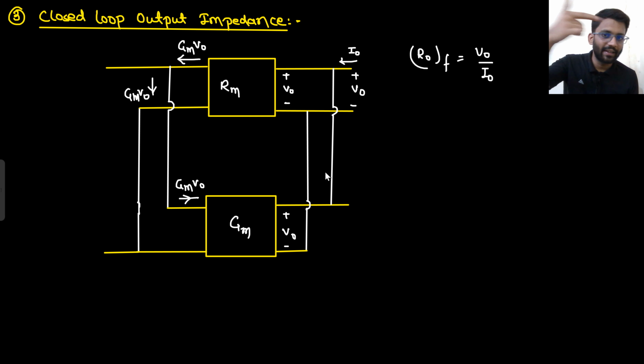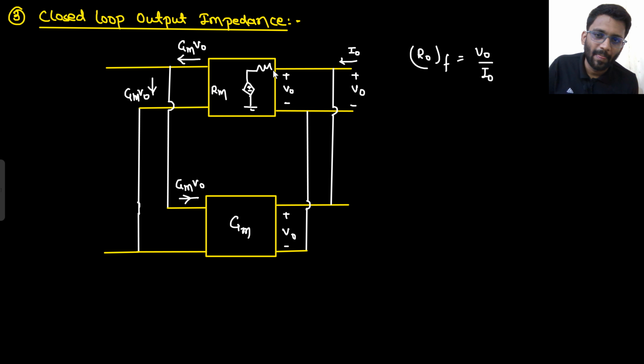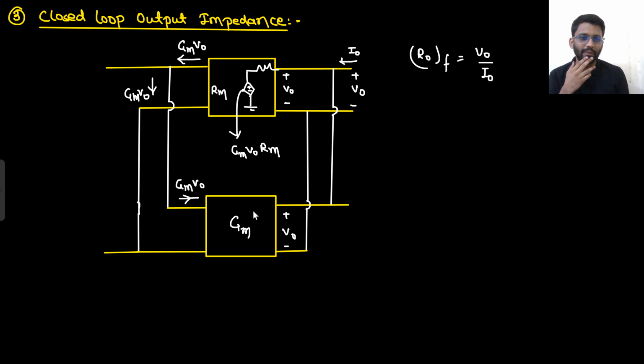But you needed the input current. So what will it give you? It is converting current into voltage source. And then there is an R naught resistance as well. Now what will be the value of that voltage source? Tell me. Is it GM V naught RM? Is that correct? No, that is wrong. Here there will be a negative sign as well.